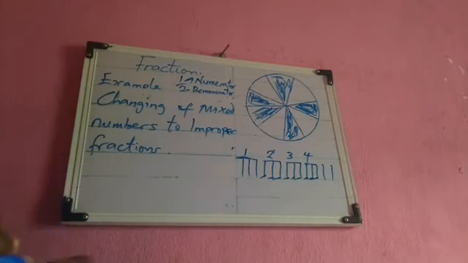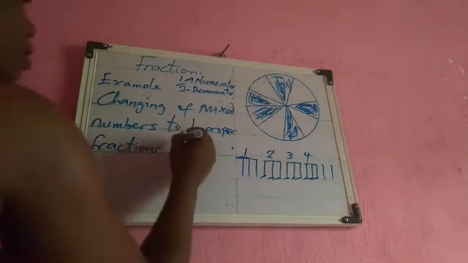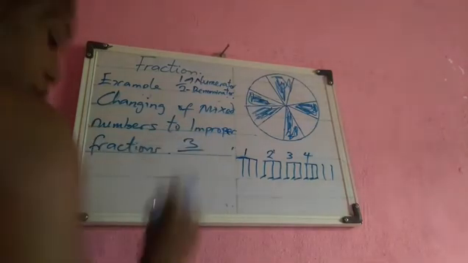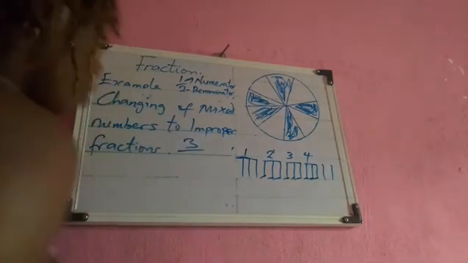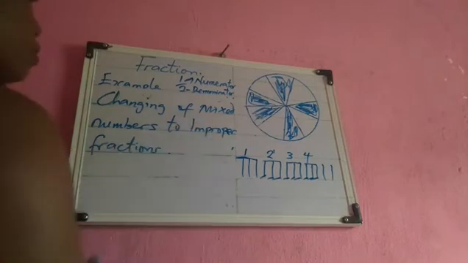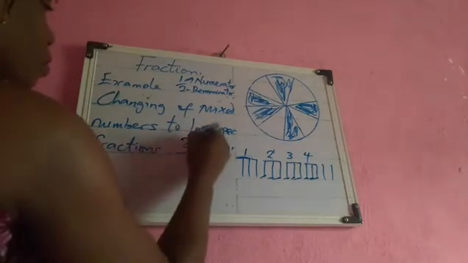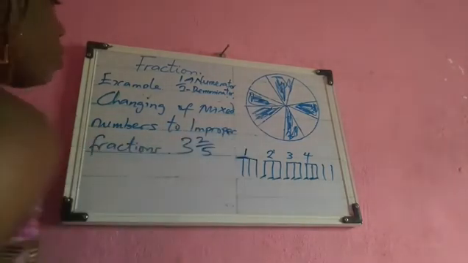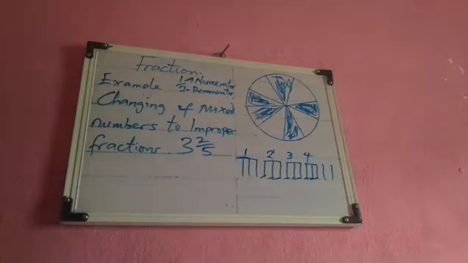So can you suggest an example? Okay, we should change 3 whole number 2 over 5. We should change it to an improper fraction. Alright, so how can we go about it? Any idea from you? I'm giving just 5 seconds to suggest.